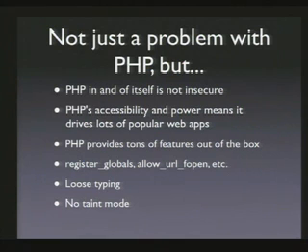The register globals feature, which automatically converts incoming data into a variable at the script level, has often proven to be a real problem. Allow URL fopen. What that does is that it lets you use the file IO functions to access things over HTTP or FTP, things like that. That has often proven to be something that people have exploited. PHP is loosely typed, and that has sometimes been confusing.